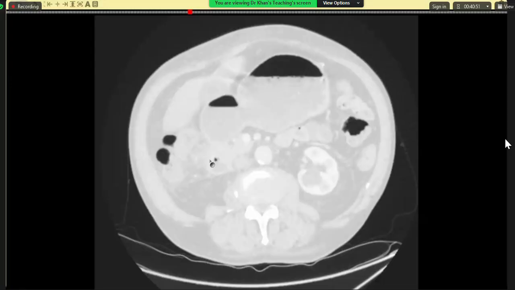I've given you the lung window. Okay, I can see a spot of air in the vicinity of the previously mentioned region of the bowel, that is the first part of the duodenum.